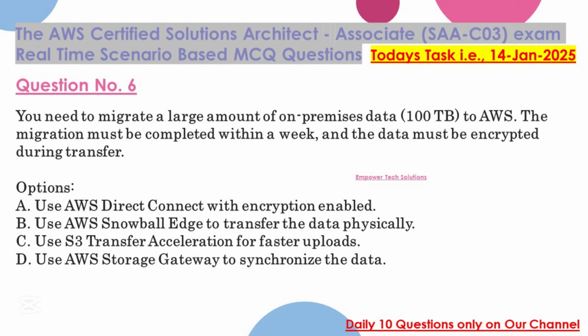The migration must be completed within a week, and the data must be encrypted during transfer. Options: A. Use AWS Direct Connect with encryption enabled. B. Use AWS Snowball Edge to transfer the data physically. C. Use S3 transfer acceleration for faster uploads. D. Use AWS Storage Gateway to synchronize the data.